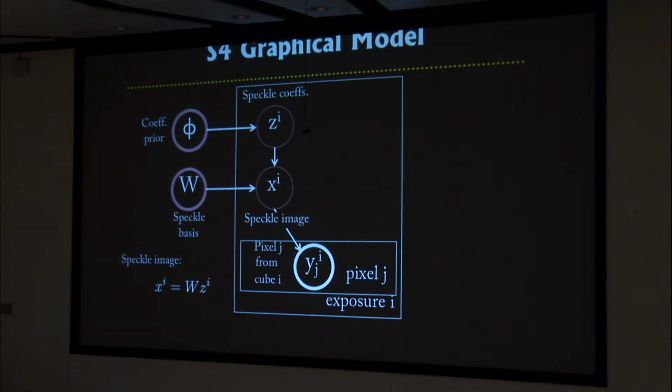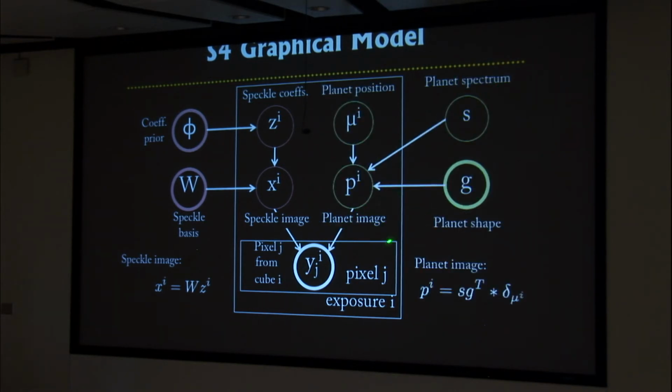But then also we're going to have a model for the planet. Okay, so the idea here is that now the shape of the planet, that is the point spread function, is known. But what's going to be unknown is the spectrum. So the idea is that you can think of this as just a weighting at each wavelength for this planetary shape.